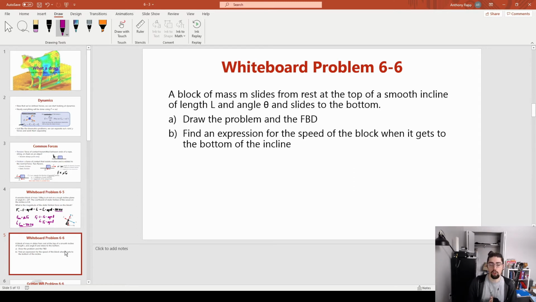So, what I want you to do first, please, draw a good picture and a free body diagram of what you see with this thing. Second, find an expression for the final speed of the block when it gets down to the bottom of the incline. I'm going to give you just 3 or 4 minutes to work on this one, and then we'll take a look together and see what you got. Go ahead and get started. All right, let's take a look here.